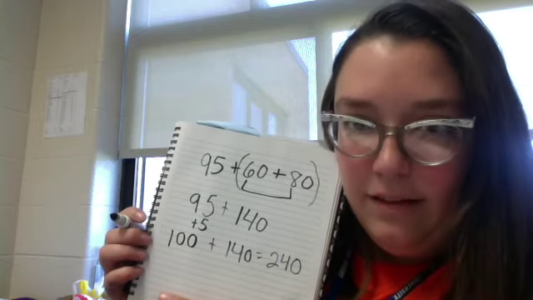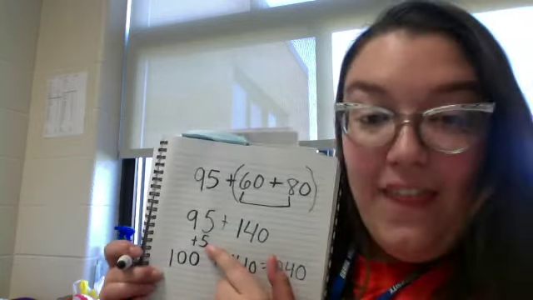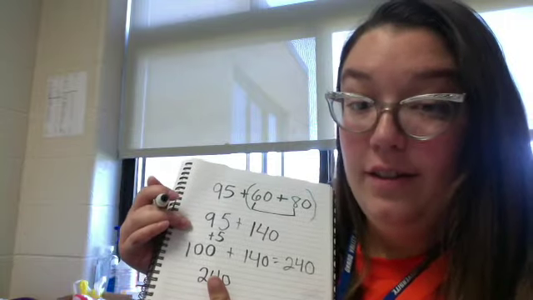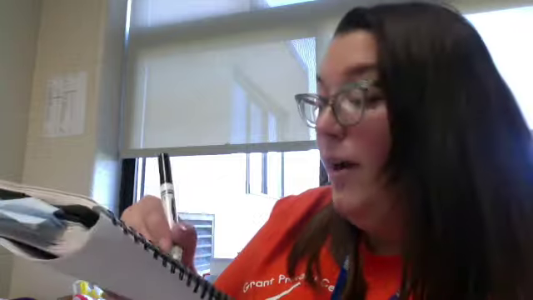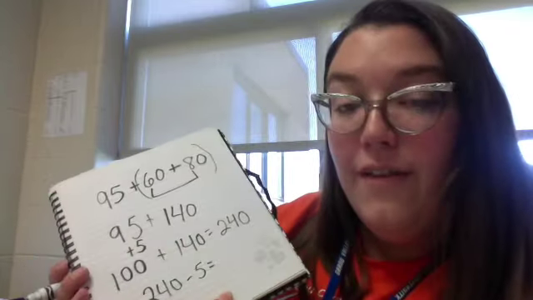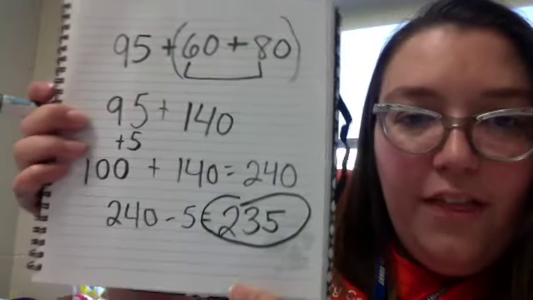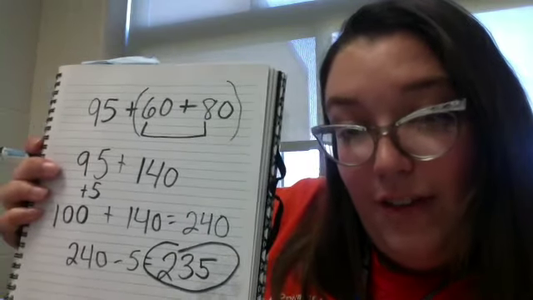So am I done yet? No, not yet. Remember I had to add that 5? I have to take it away now because this was not a 100. I made it into 100 just to make my math easier. Now I got to take it away. So 240 minus 5, oh, that's 235. So that is our grand total. That is how many total raffle tickets Esther sold that week.